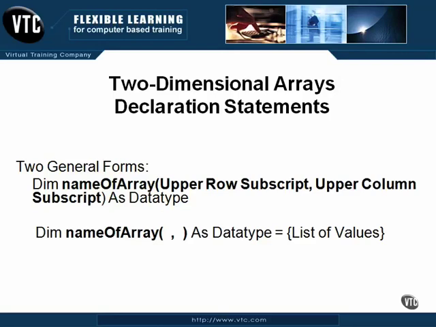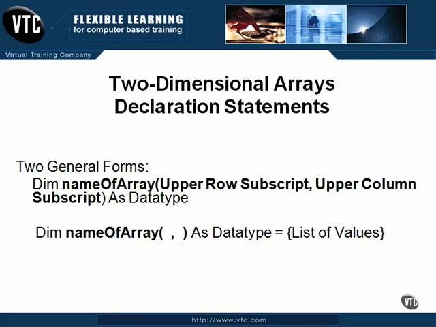Provided are the two general forms of declaring a two-dimensional array. The first example is to declare an array with a name just as you would with a single-dimensional array, and then provide two subscripts. The first subscript is the upper subscript for the row, and the second one is the upper subscript for the column. Again, just like single-dimensional arrays, this is not meaning the number of rows and the number of columns, but rather the upper subscript. And of course, you also need to specify a data type, which is going to dictate what type of data can be stored in that array.